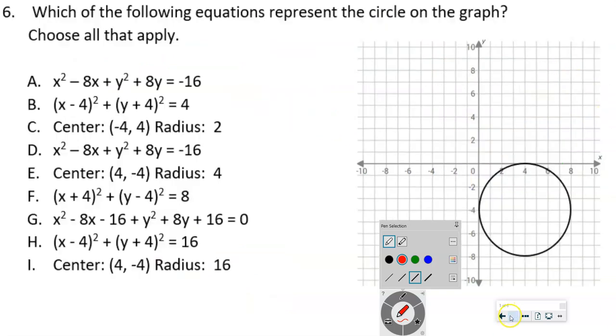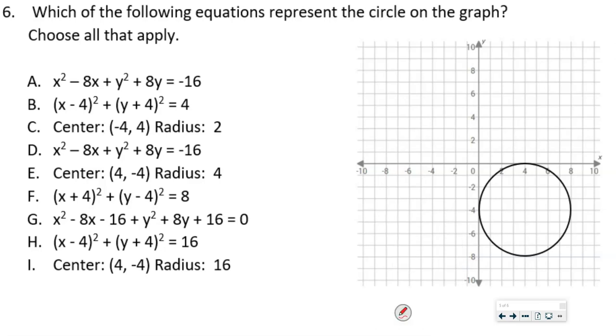All right, let's go on to the next one. This one says, which of the following equations represents the circle on the graph? Choose all that apply. So let's see if we can figure out where our center is here, okay? So I'm going to go across here all the way and count 1, 2, 3, 4, 5, 6, 7, 8. I'm going to divide that 8 by 2 because that's going to give me my radius. So the radius is 4. So now I'm going to count back.